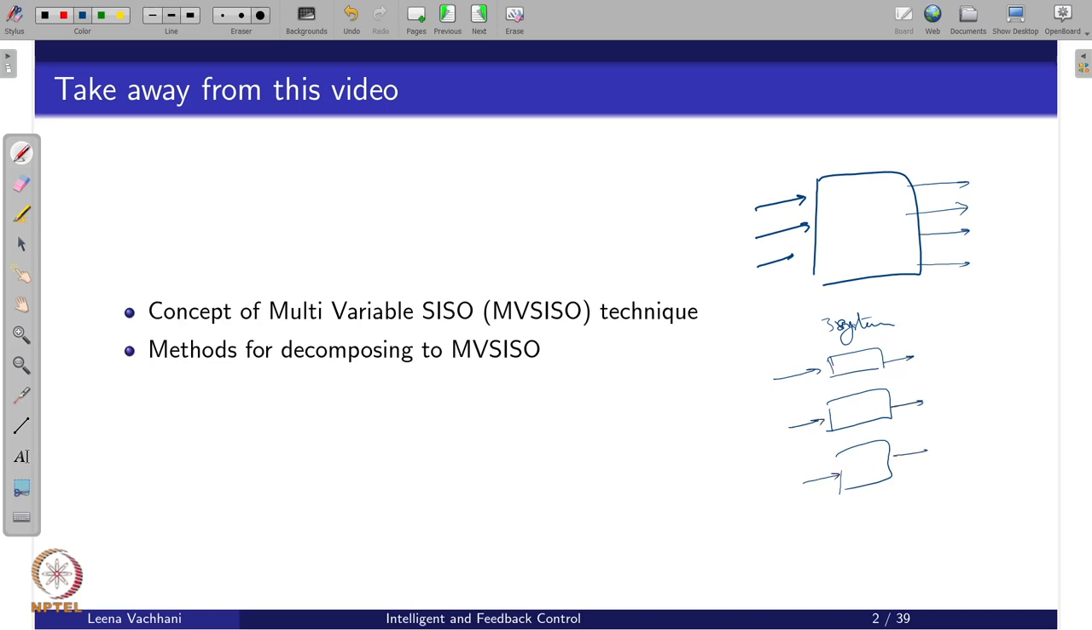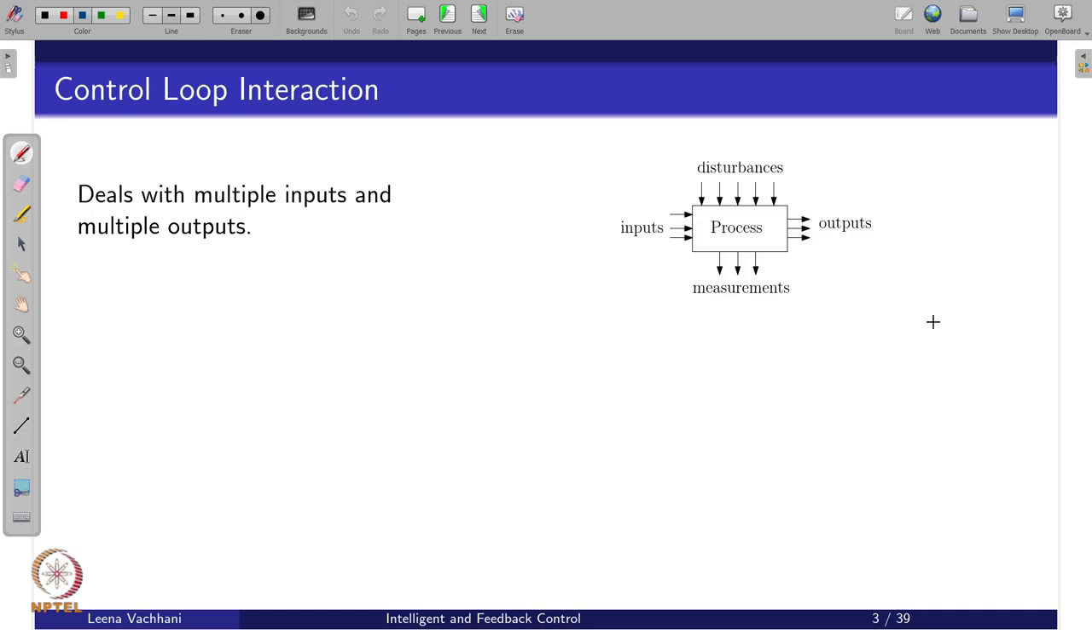All right. So I am going to approximate this MIMO system as multiple SISO systems, single input and single output systems. And at the same time, towards the end, we will frame up what the methods for decomposing to multivariable SISO systems are. All right. So to begin with, let's understand what the control loop interaction is.